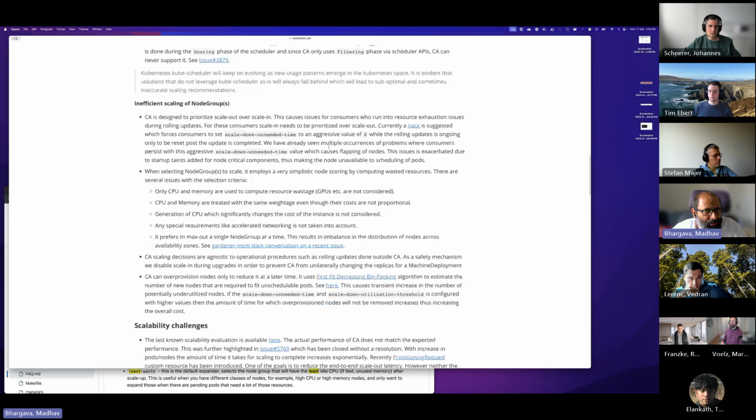Then the next section talks about inefficient scaling of node groups. Tarun, you want to take it, or should I continue?